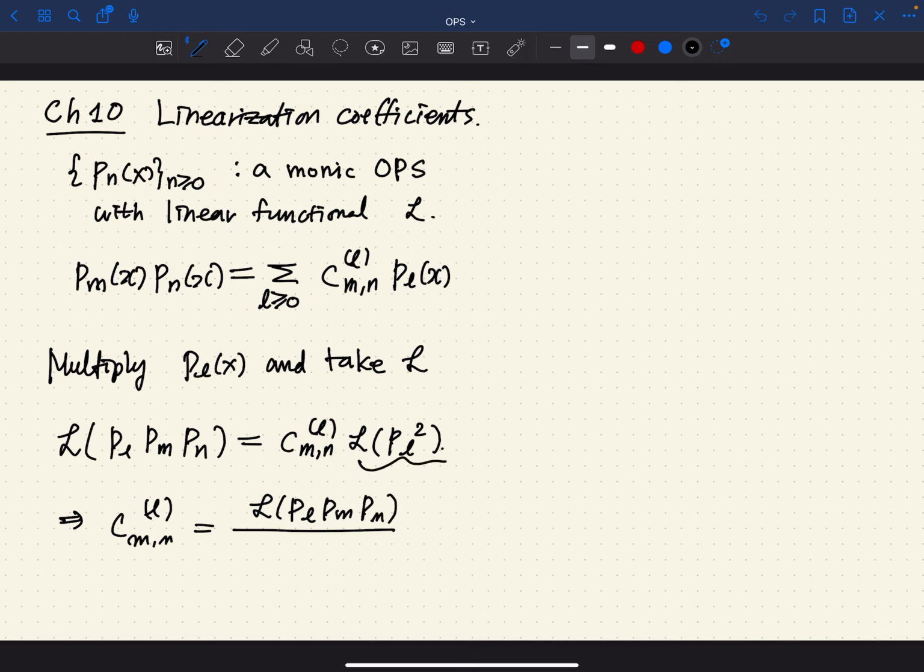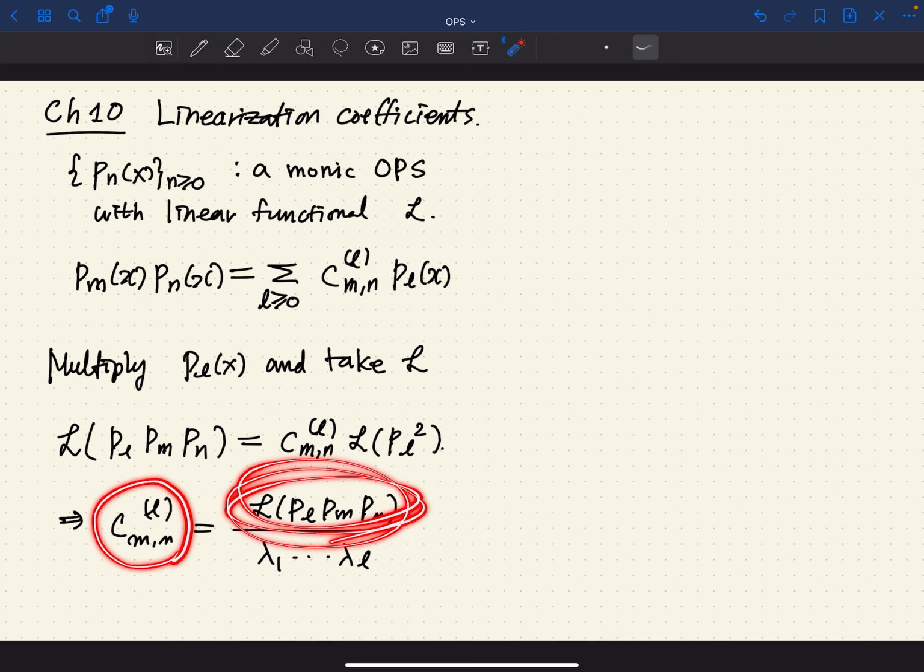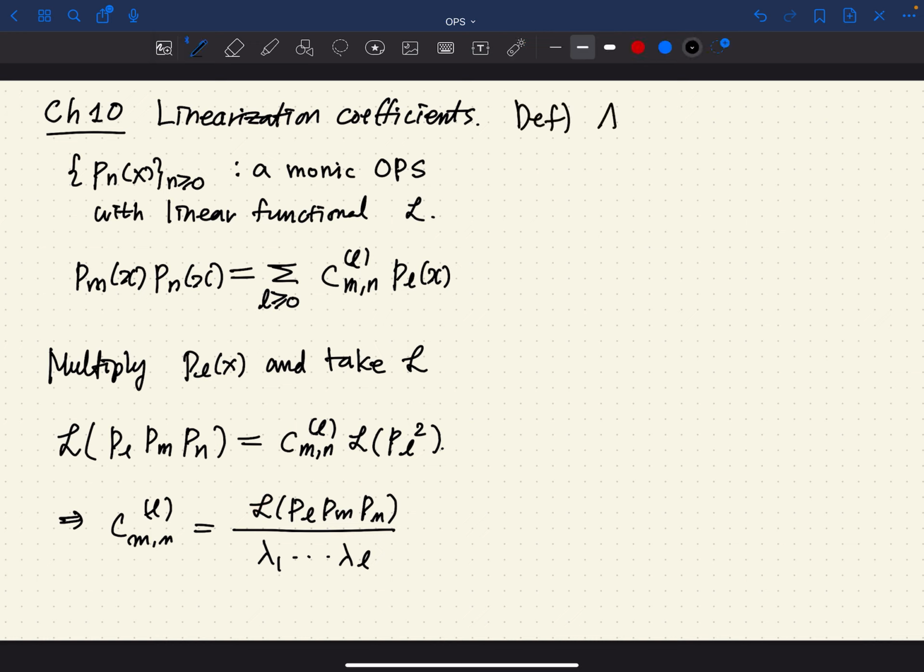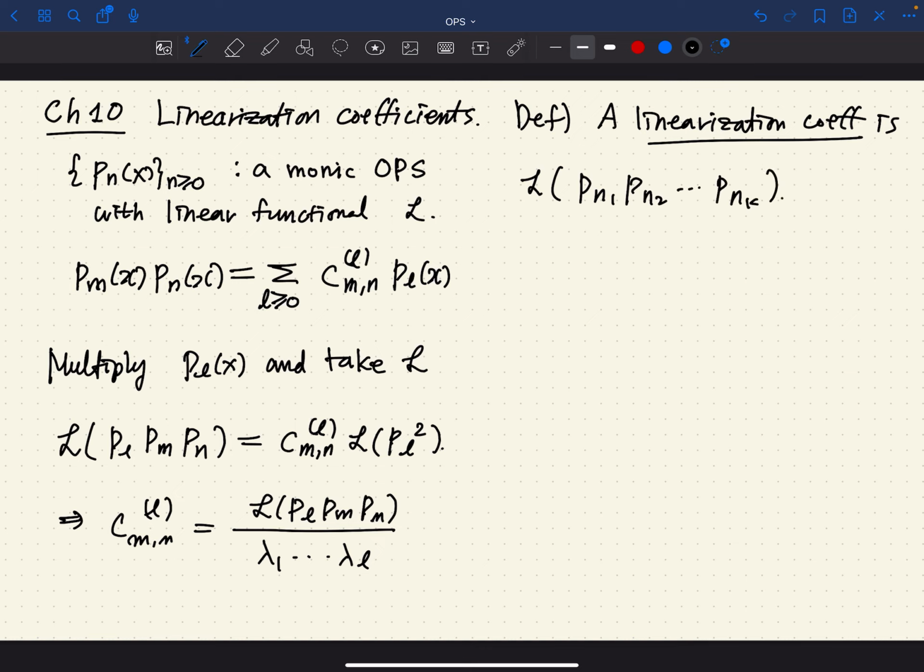But we know that this is the product of lambda_1 up to lambda_l. These are the three-term recurrence coefficients. So in order to compute this, it is enough to find this quantity. So this is called a linearization for that reason. So, definition: a linearization coefficient is something like this. But more generally, we multiply more than 3. So in general, we're going to call a quantity like this a linearization coefficient.